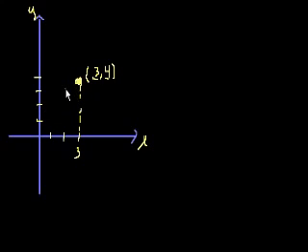Another option, and you might have done this in everyday life, is to say, hey, let me just point you in a direction, and then you go a certain distance in that direction. So I could have said, let me point you in that direction, and you need to go this far in that direction. And that would also give you the same point.